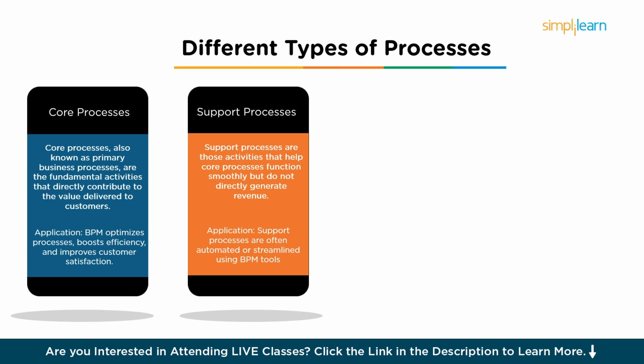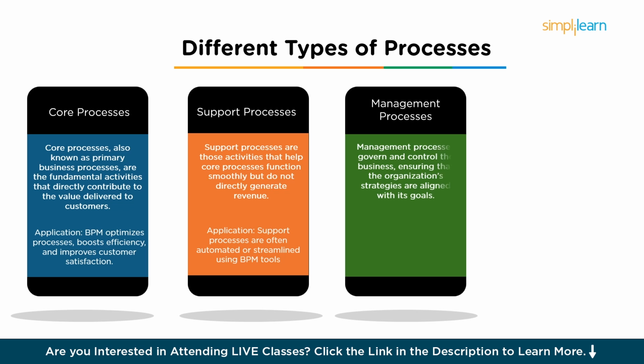Application in BPM. Support processes are often automated or streamlined using BPM tools. For example, BPM can optimize the payroll process in an organization by automating calculations, tax withholdings, and benefits management, ensuring that employees are paid accurately and on time.